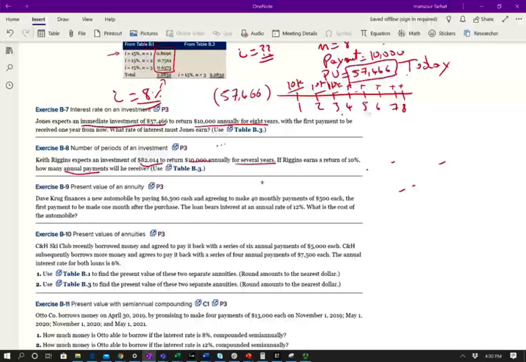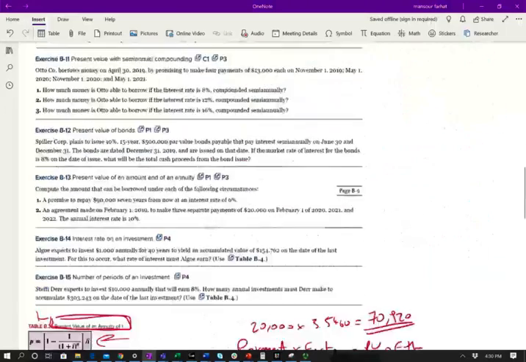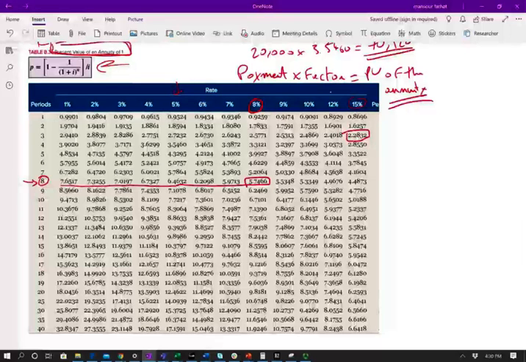If Riggins pays $82,014 today, he will be able to receive payments of $10,000, but we don't know how many payments. We know he can earn 10%. We take $82,014 divided by 10,000 to find the factor, and the factor is 8.2014. Now we know the interest rate is 10%, so we go to the present value annuity table, look at 10%, and go down until we find the factor 8.2.